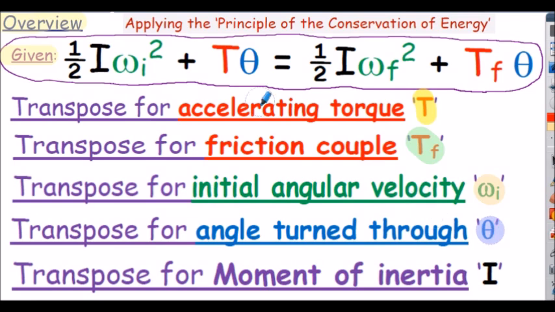That occurs in two places within the formula, shown here on the left hand side and here on the right hand side. And finally we transpose the formula for the moment of inertia, symbol I. And once again that occurs in two places within the formula, shown here and here. So full work solutions are shown to these respective transpositions.